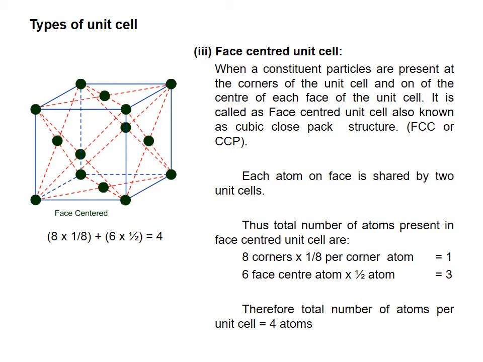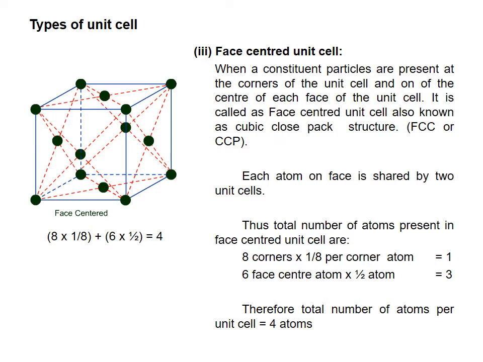The third unit cell, that is the face-centered unit cell. When constituent particles are present at the corners of the unit cell and on the center of each face of the unit cell, it is called a face-centered unit cell. It is also termed as cubic close-packed structure. The symbols are FCC or CCP.